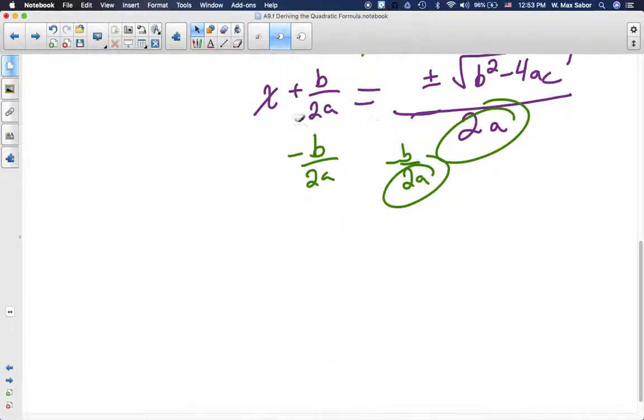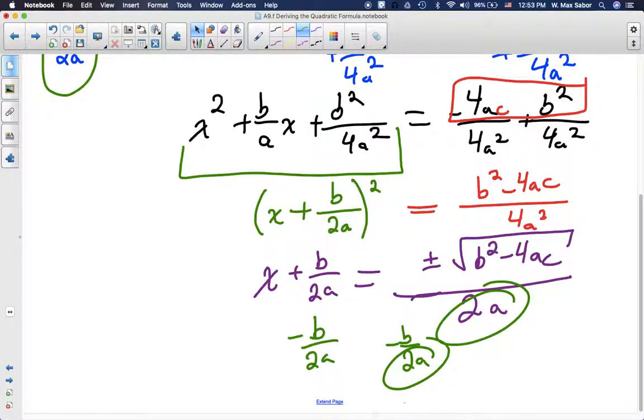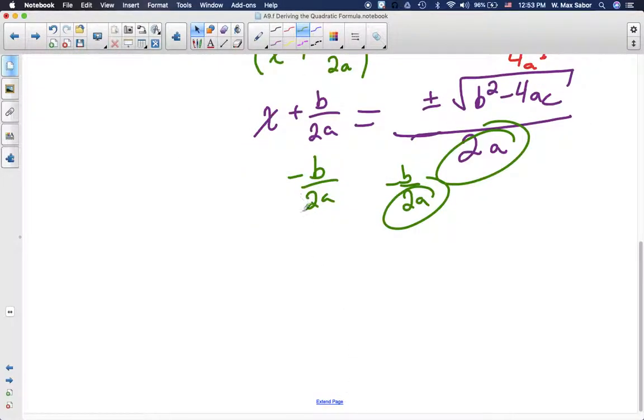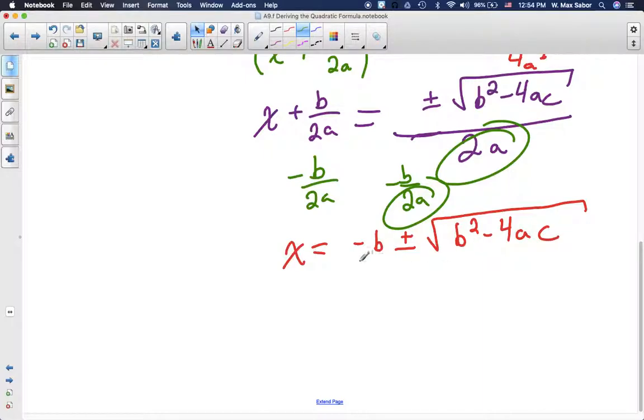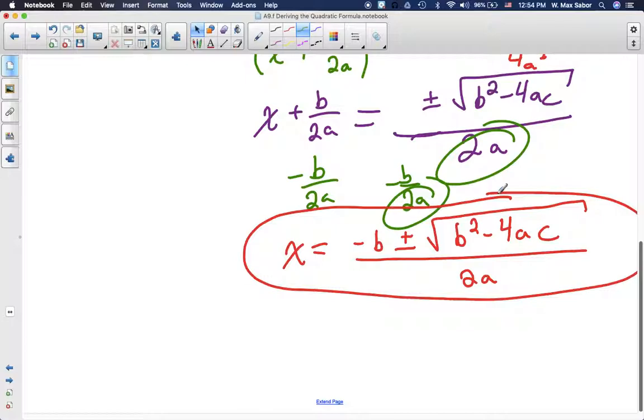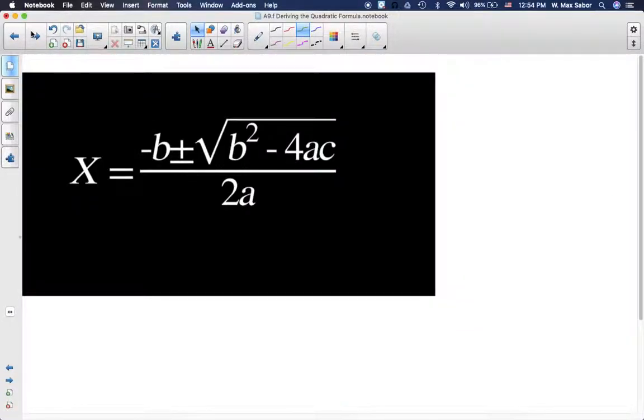This is important. x equals negative b plus or minus the square root of b squared minus 4ac all over 2a. That answer is x equals negative b plus or minus the square root of b squared minus 4ac all over 2a.